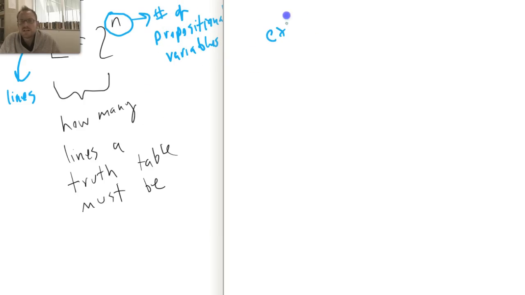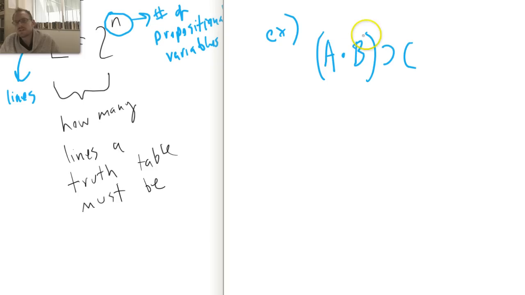So let me see if I can give you a little example here. Let's go back to the example I gave earlier. I said A and B implication C. So this was the proposition. First off, what is the truth table going to be? I need to first figure out how many lines I need. So I ask myself, how many propositional variables do I have? In this case, I have 1, 2, 3 unique propositional variables.